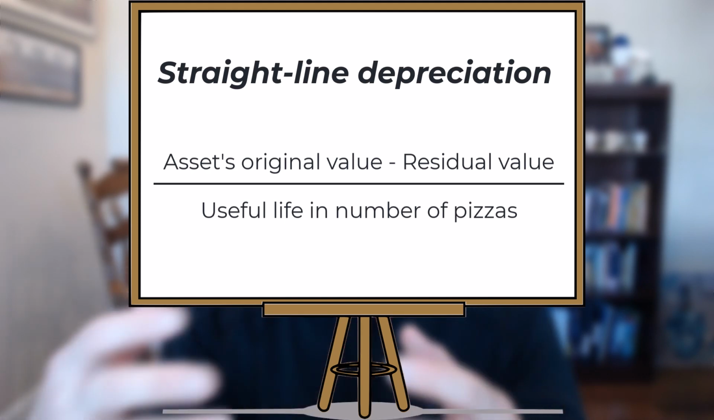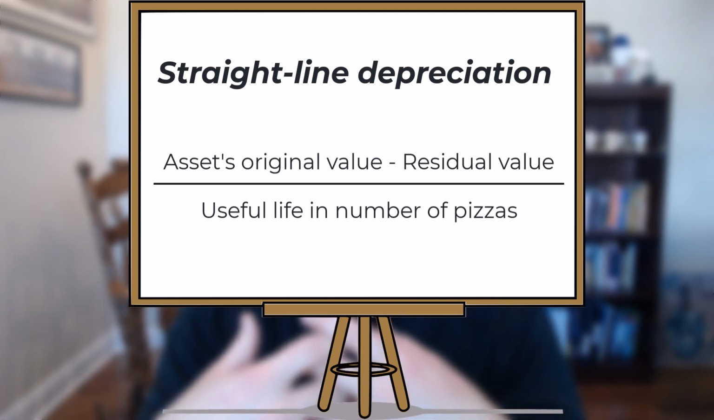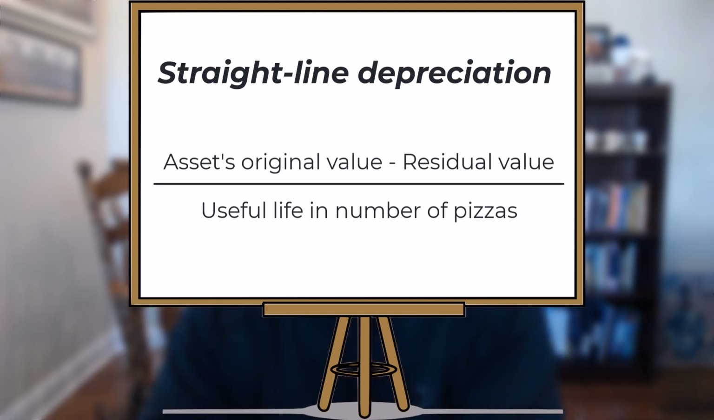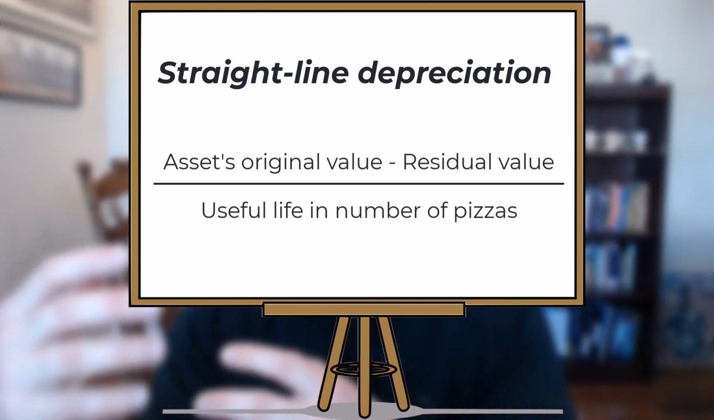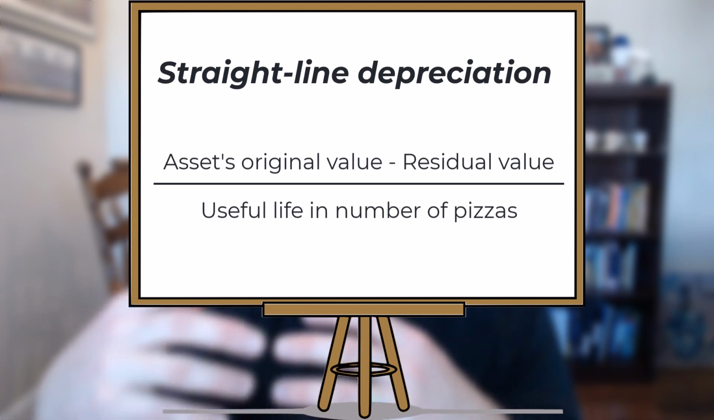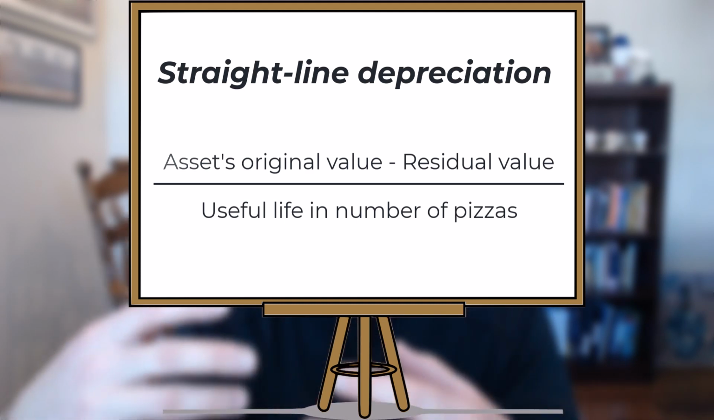And what that calculation would tell us is the depreciation per pizza that we make, which might be a better measure of how the asset is being used up, how this expense is being incurred over the life of the asset. So that would be an activity-based method.